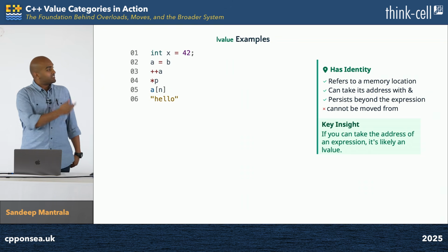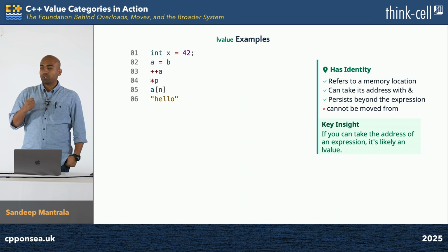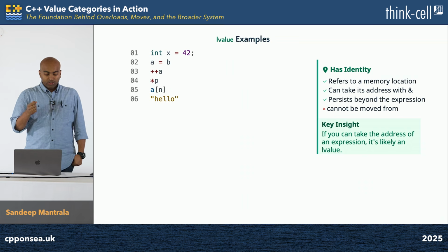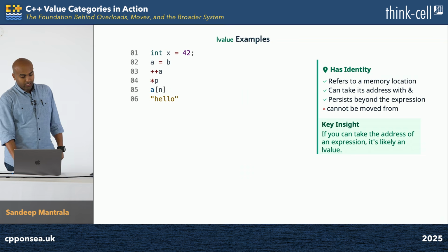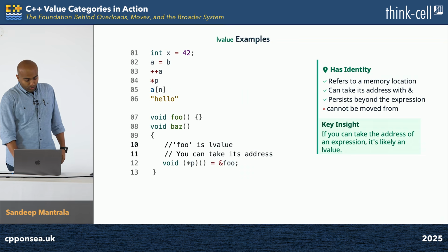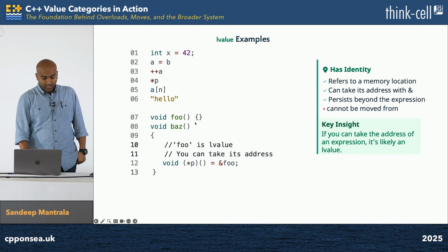But it is an L value because it has persistent storage, and you can access the address of hello as well. It is for pure string literals. It is not for std::string. It's a pure string literal. More examples here. If you have a function foo, you can take the address of this function with ampersand, and that's why function pointers are L values.